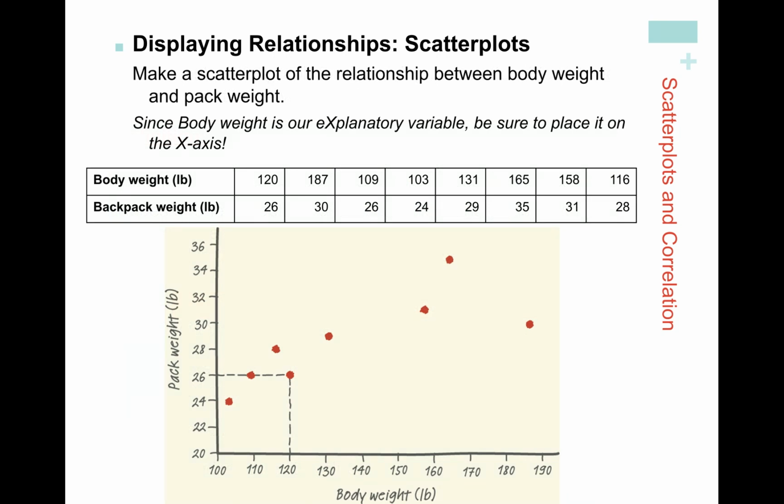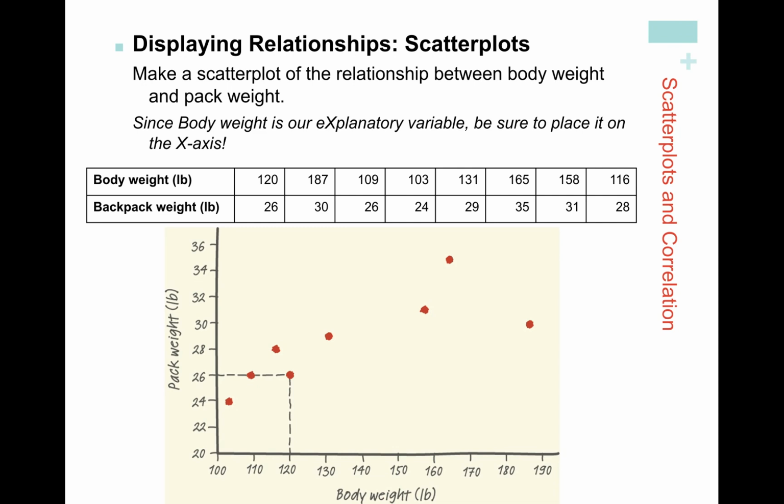Okay, so here's an example of a scatter plot. In this particular case, and this is an example out of the textbook, we have 1, 2, 3, 4, 5, 6, 7, 8. I don't remember the exact context, but we have something like 8 students going to school, and we look at the relationship between the student's body weight and the weight of the backpack that they are carrying. Since body weight is our explanatory variable, it goes on the x-axis.